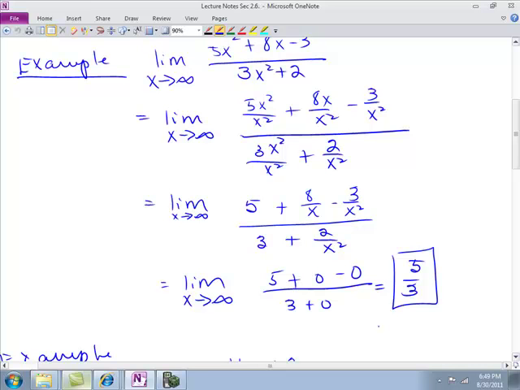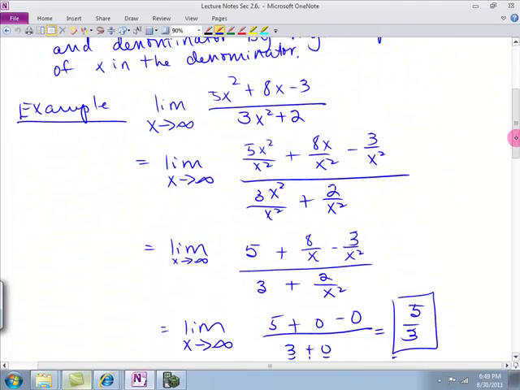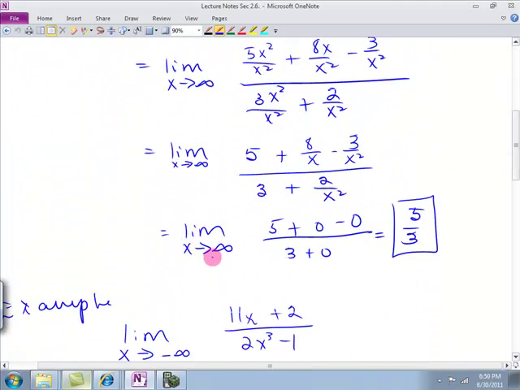One more time, why does it go to 0? That rule up here. Okay, so the limit as x approaches infinity is 5/3.